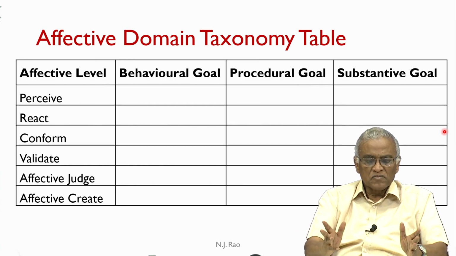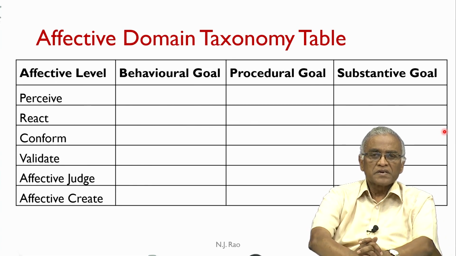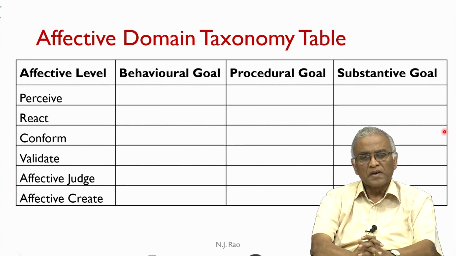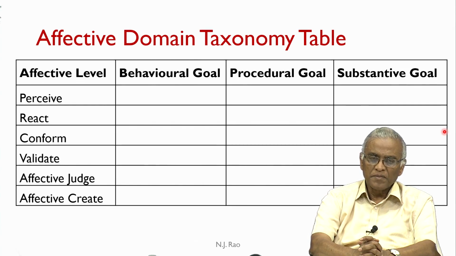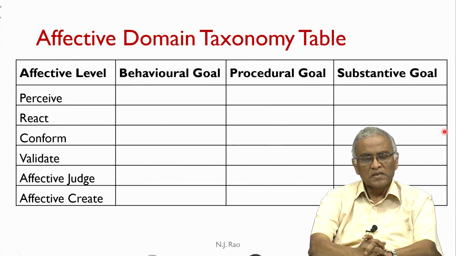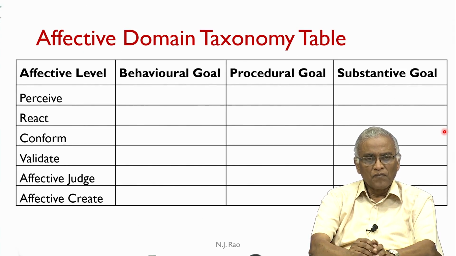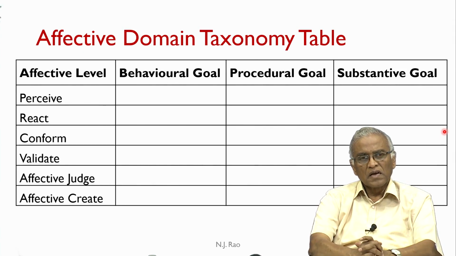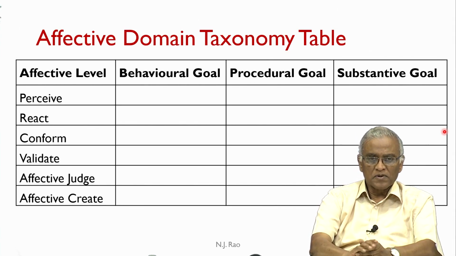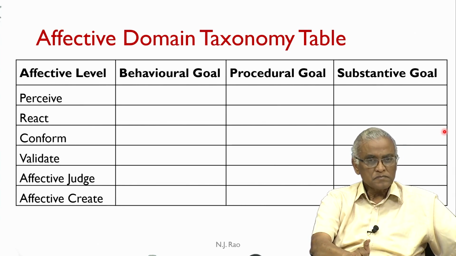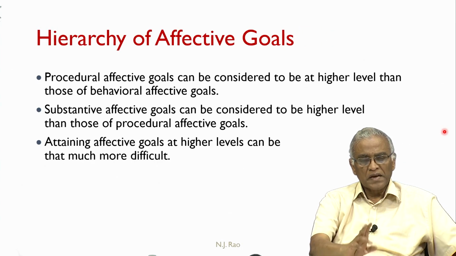So, this affective domain taxonomy table also can be effectively used by the faculty who want to address the affective domain simultaneously along with the cognitive domain. We have not come across such a taxonomy table for the psychomotor domain. So, this is the hierarchy of affective goals that I have explained.